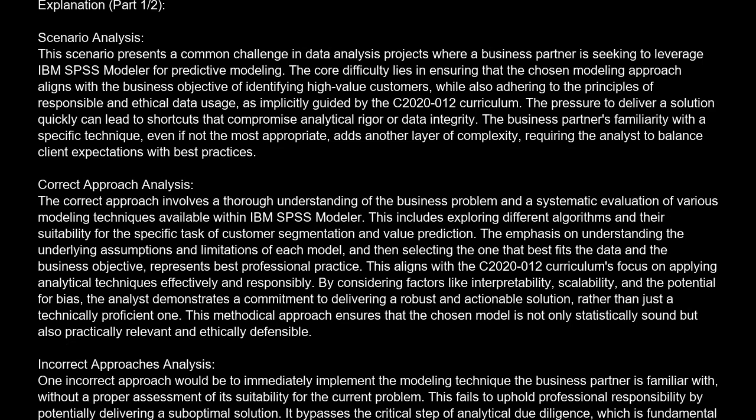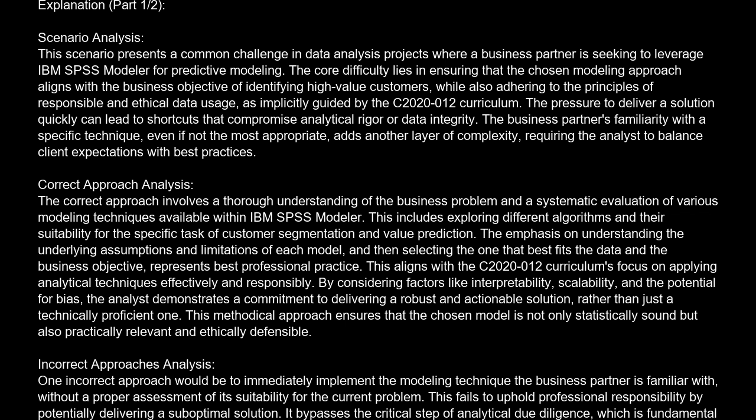Conduct a thorough evaluation of various classification and segmentation algorithms within IBM SPSS Modeler, considering their suitability for identifying high-value customer segments based on the current dataset and business objectives, and then recommend the most appropriate technique, even if it differs from the partner's initial preference.